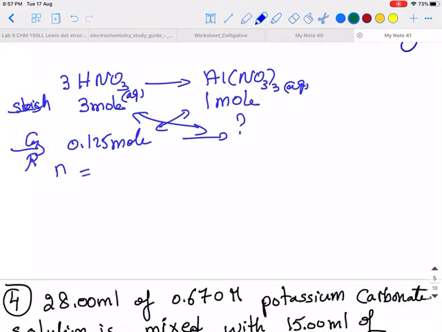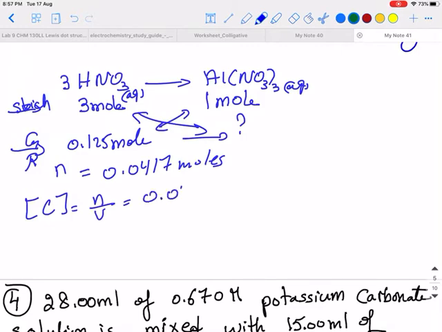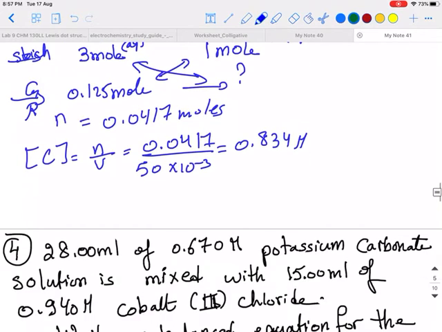Upon crisscross, it will give me number of moles 0.0417 moles. Like this, I will be able to find the concentration, which is the number of moles over volume, 0.0417. The volume 50, definitely I have to change it to liters by multiplying by 10⁻³, so 0.834. Now I will split the aluminium nitrate into ions because he's asking about the ions.